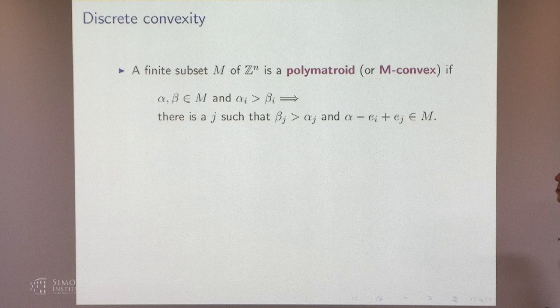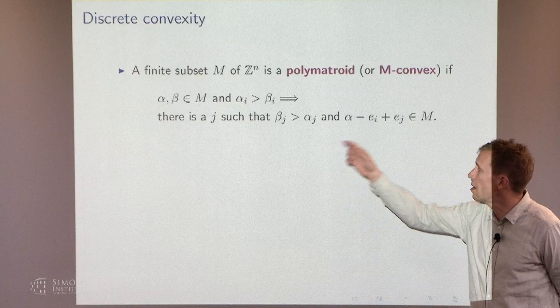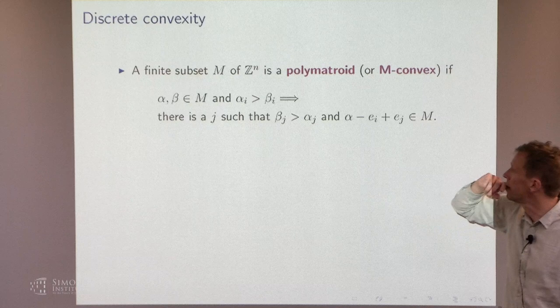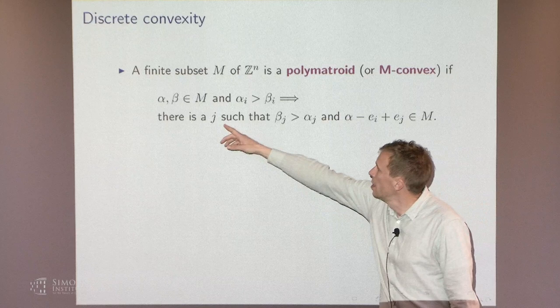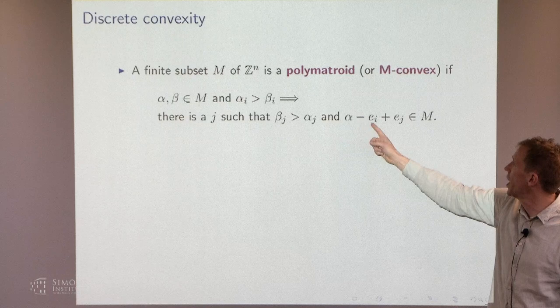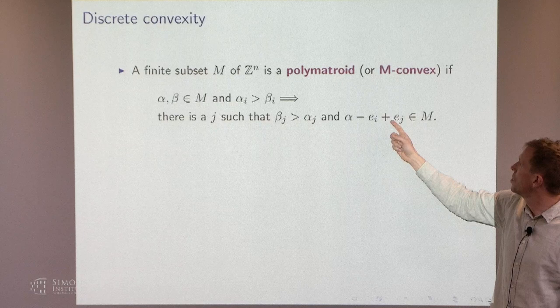So we look at a finite subset of the lattice Z^n. And this is called a polymatroid whenever you have two vectors alpha and beta in your polymatroid M, and the ith coordinate is bigger in alpha than in beta, then we should be able to move in the direction of beta. So we should find some index j such that beta is bigger in the jth coordinate, so that we can subtract one from alpha in the ith coordinate and add one in the jth coordinate.